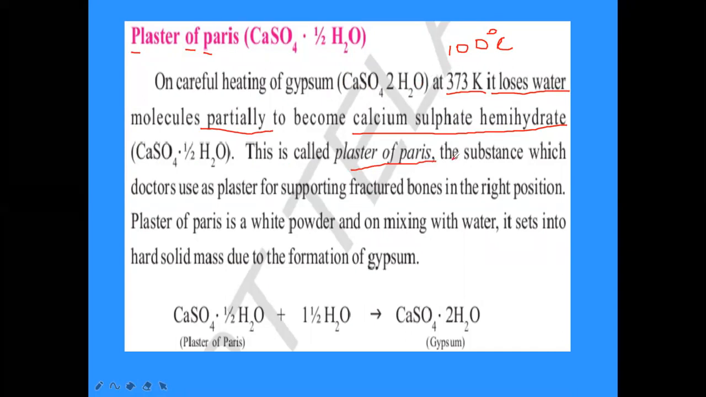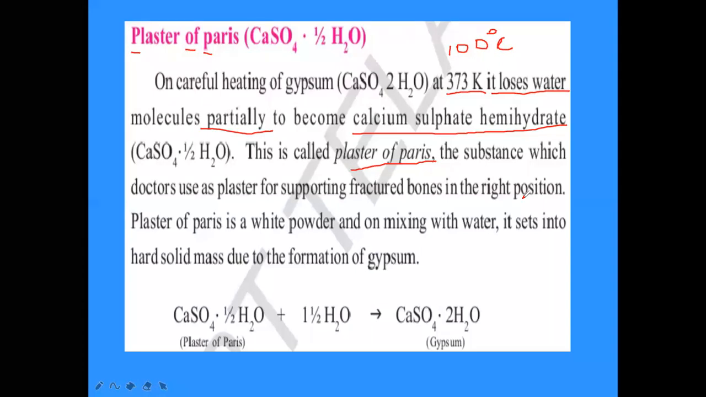Next, the substance which doctors use as plaster for supporting fractured bones in the right position. Suppose any person gets a bone fracture. When a bone is fractured, we go to the doctor, and the orthopedic doctor will support that fractured bone with the help of a plaster. A white colored hard material will be used to support the fractured bones.